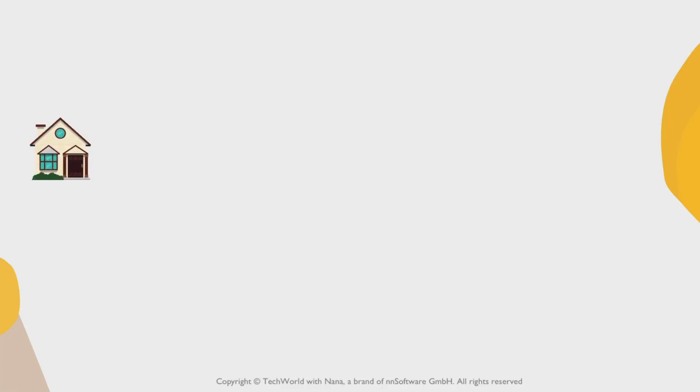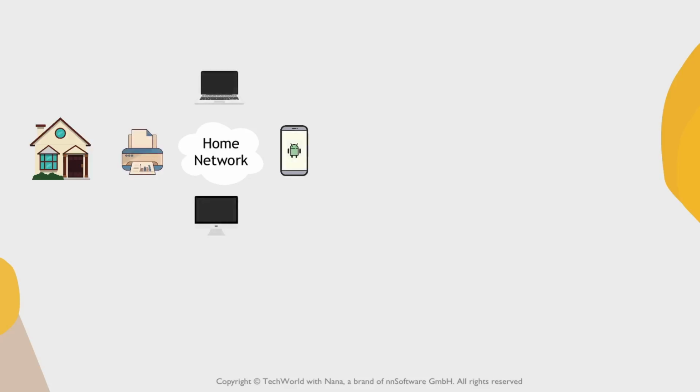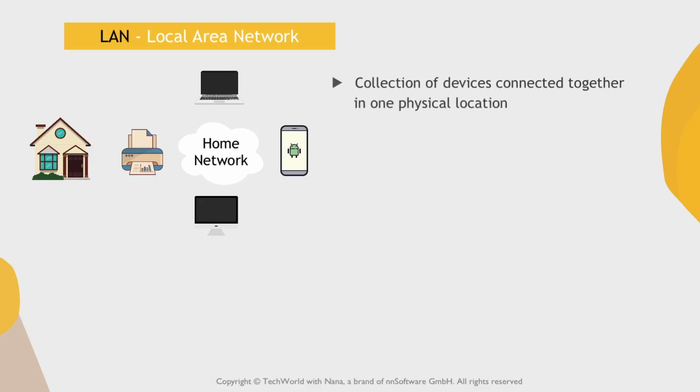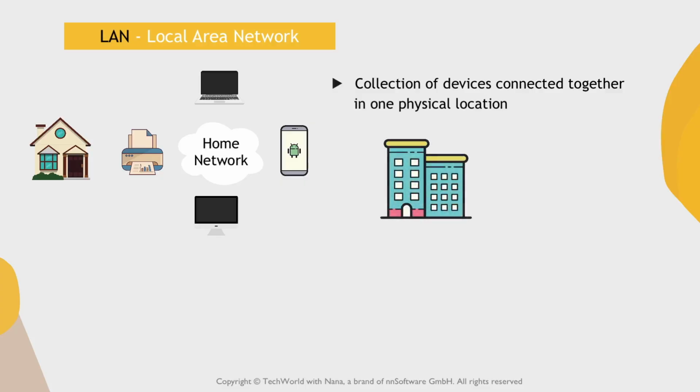First of all, imagine your home network for your house where different devices like your computer and laptop and phone are connected to that network. Such a network is called a LAN or local area network. So LAN is a network of a bunch of devices connected together in one physical location. This can be as small as a private house LAN or LAN of a huge office building or a school campus with hundreds of devices.